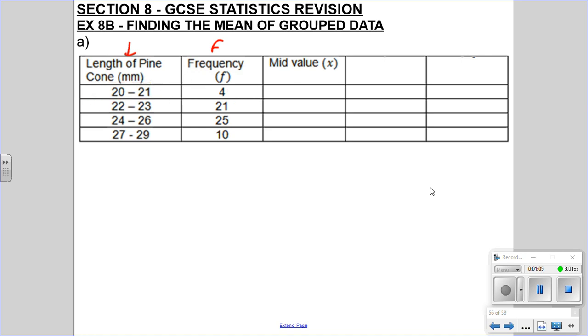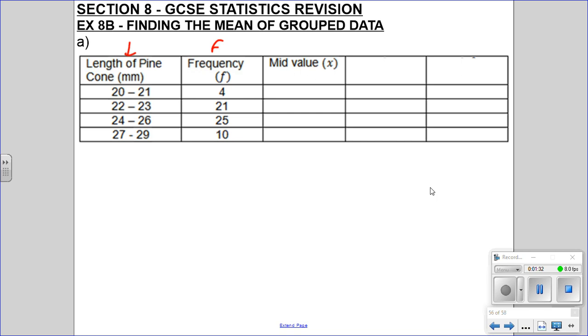Now, with all these problems, you need to check for continuity because at the moment there is a gap. There's 20 to 21, and this one starts at 22. So what happens if we had a pine cone which was measured at 21.3? Where would we put it? It's not in 22 and it's not in 21, or so it seems. So we can't have any gaps in our data.